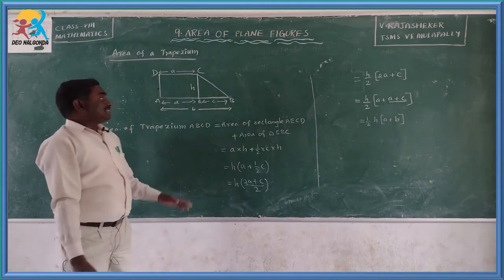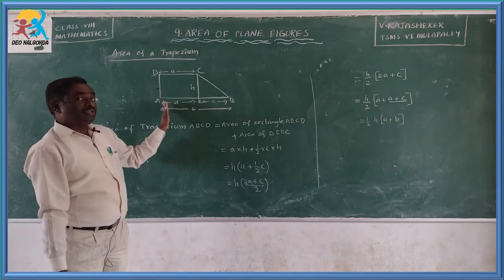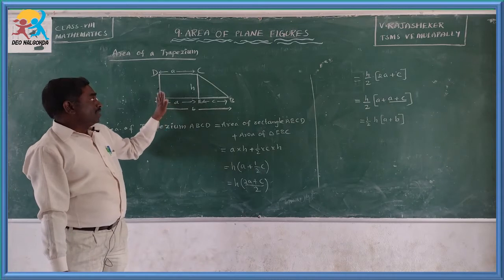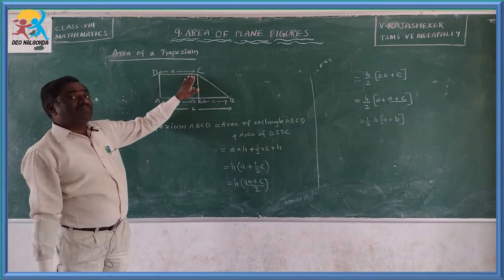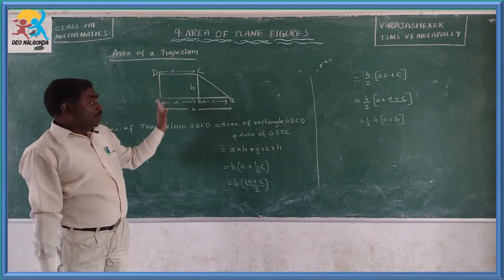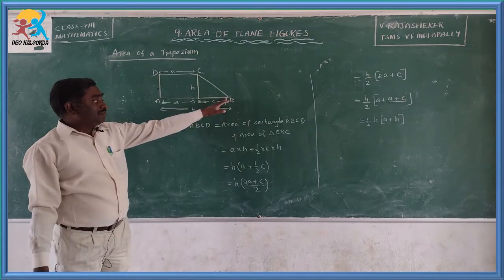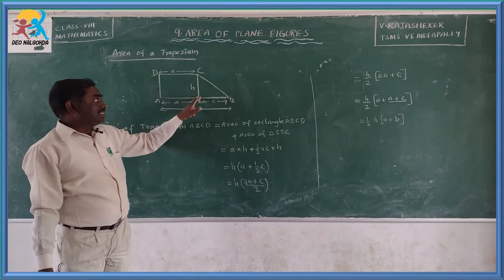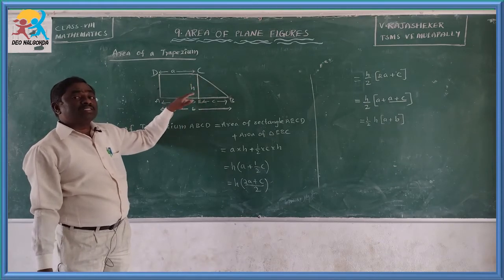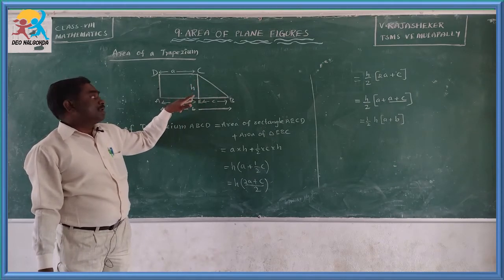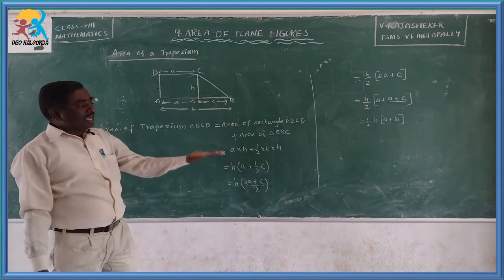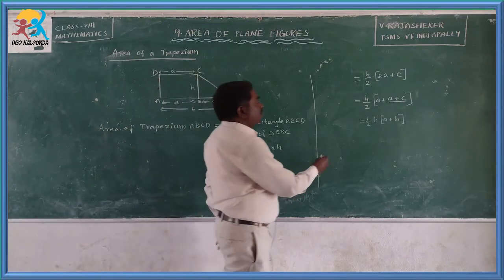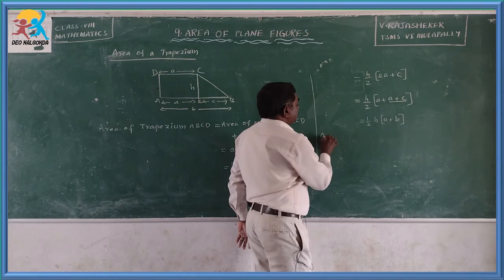So once again let us look at the picture. What is a? Length of one parallel side. What is b? Length of another parallel side. What is h? Distance between these two parallel sides. So by that we can write the area of a trapezium.